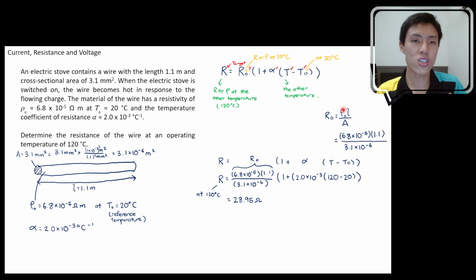So this question combines our understanding of 4 different factors that affect the resistance of a conductor. It's the length of the conductor, the cross-sectional area of the conductor, the material that we use to make the conductor, and lastly, the temperature of the conductor. All 4 factors are being put into this situation when we are solving this question.